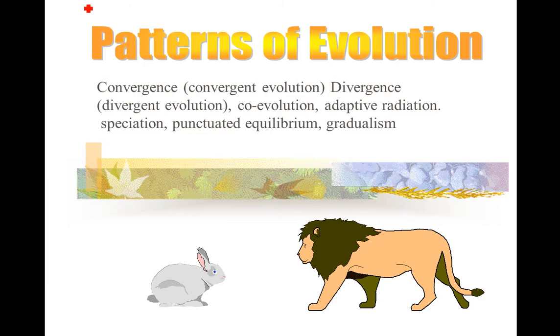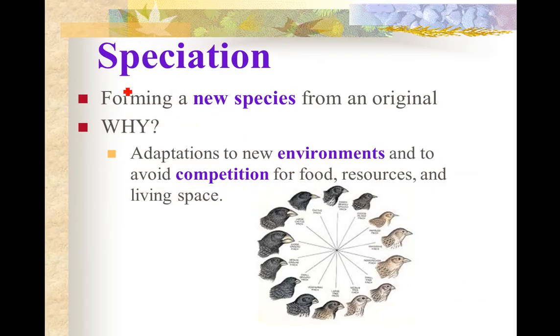So, this is what I want to talk about. First, let's define it. Speciation: the formation of a new species from an original. Well, why? Adaptation to new environments and competition for food and resources.